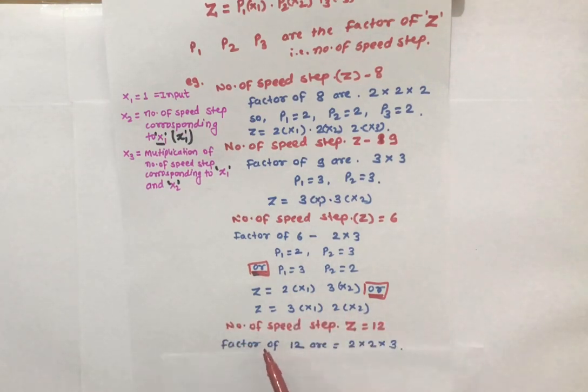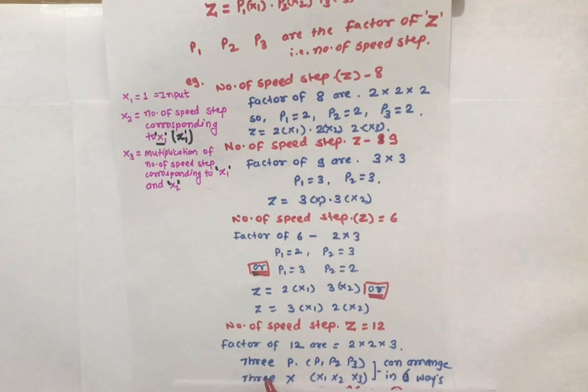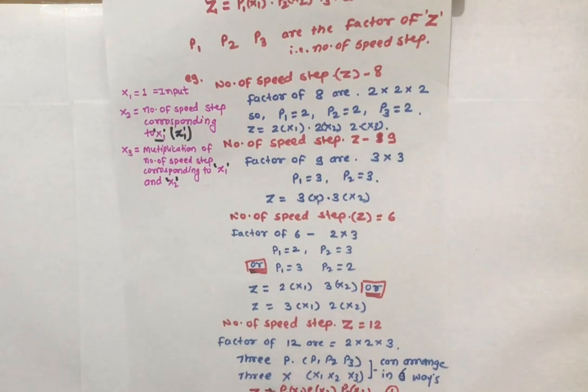Now in the case where the number of speed steps is 12, the factors are 2 into 2 into 3, that is 2 into 2 is 4, 4 into 3 is 12. So there are three p's and three x's, that is p1 p2 p3 and x1 x2 x3. This can be arranged in 6 ways, that is Z is equal to p1 x1, p2 x2, p3 x3. We'll see this while solving the problem.